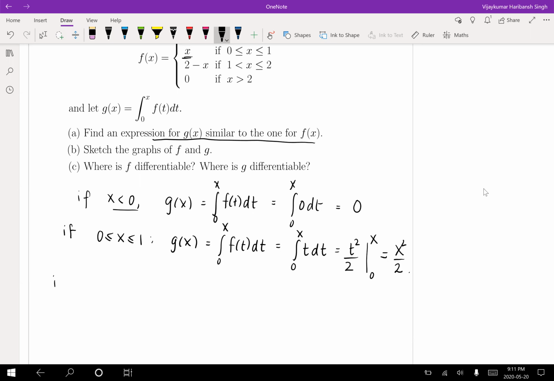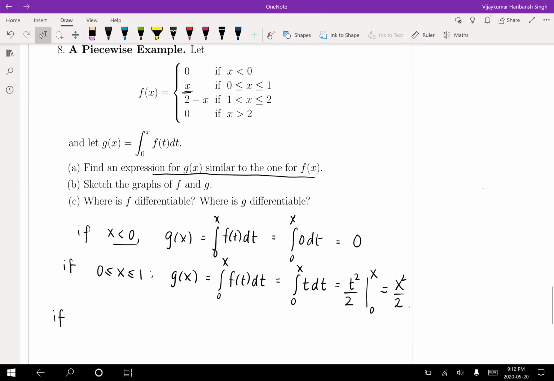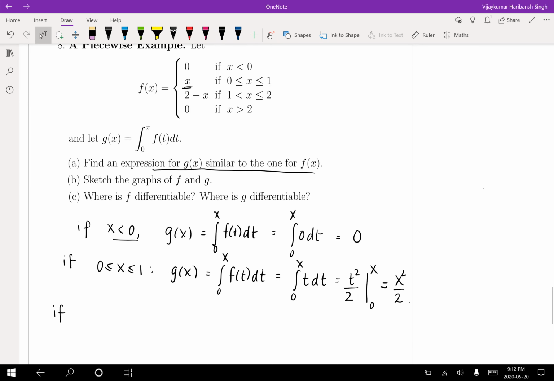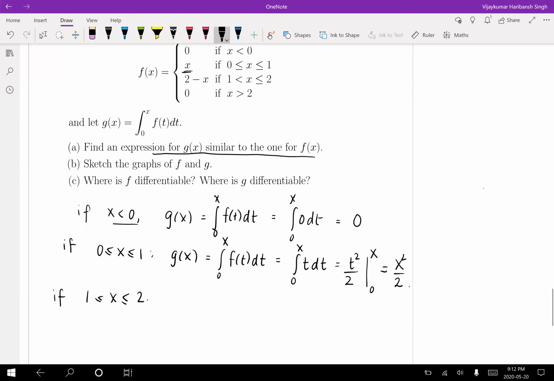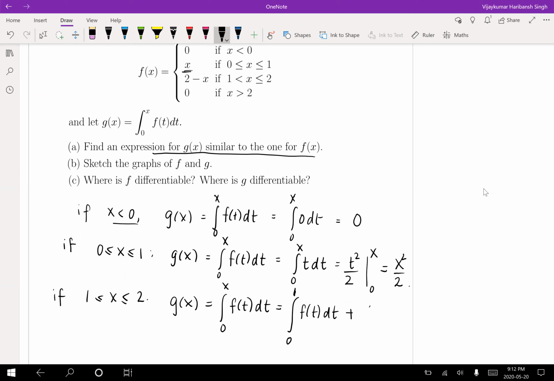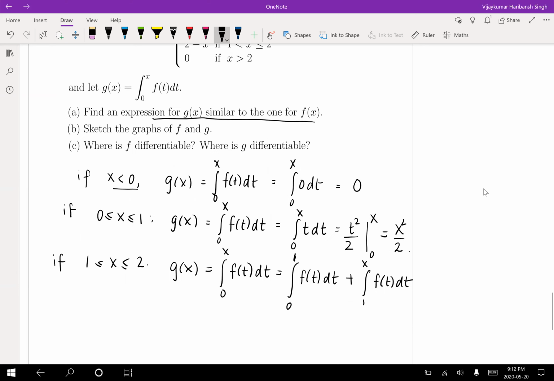Now, again, the integral of f is a piecewise function, so it's very likely that the integral will also be a piecewise function. Now let's consider the case when x is bigger than 1 and less than or equal to 2. In that case, g of x is the integral from 0 to x, right? So now we have to break it into two parts. The first part is 0 to 1 of f of t dt, plus 1 to x of f of t dt. You have to break it into these parts.